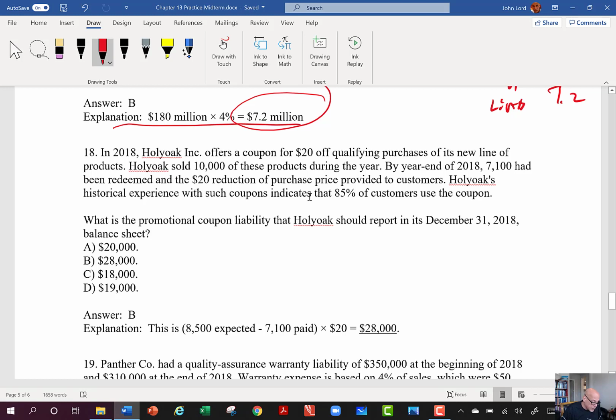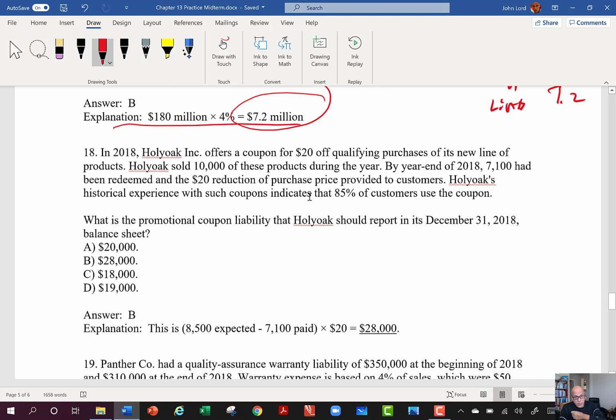Okay. All right, good. Let's take a look at number 18. In 2018, Holy Oak Inc. offered coupons for $20 off of qualifying purchases for its new line of product. Holy Oak sold 10,000 of these products during the year. By the end of 2018, 7,100 had been redeemed, and the $20 reduction of purchase price provided to the customers. Holy Oak's historical experience with the coupons indicates that 85% of the customers use the coupon.